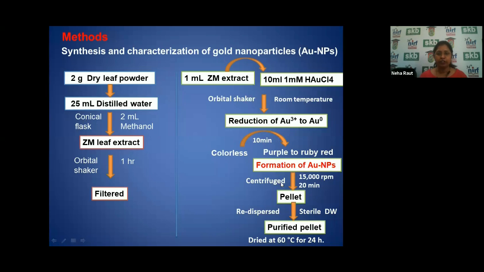Further, the solution is centrifuged at 15,000 rpm for 20 minutes, and this pellet is redispersed in sterile distilled water, and at the end the purified pellet is formed. Now after scraping this pellet, it is dried at 60 degrees Celsius for 24 hours. So this is the procedure for synthesis of gold nanoparticles.